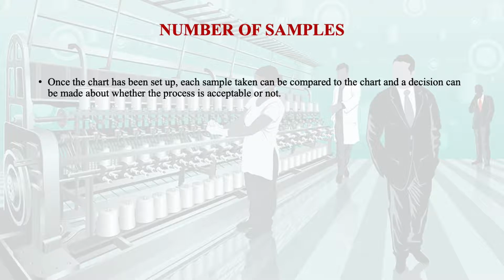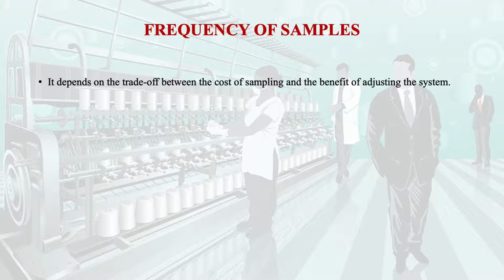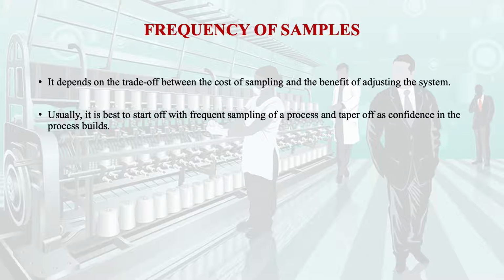Frequency of sample. It depends on the trade-off between the cost of sampling and the benefits of adjusting the system. Usually it is best to start off with frequent sampling of a process and then taper off as confidence in the process builds. Now, how will you decide the control limit?